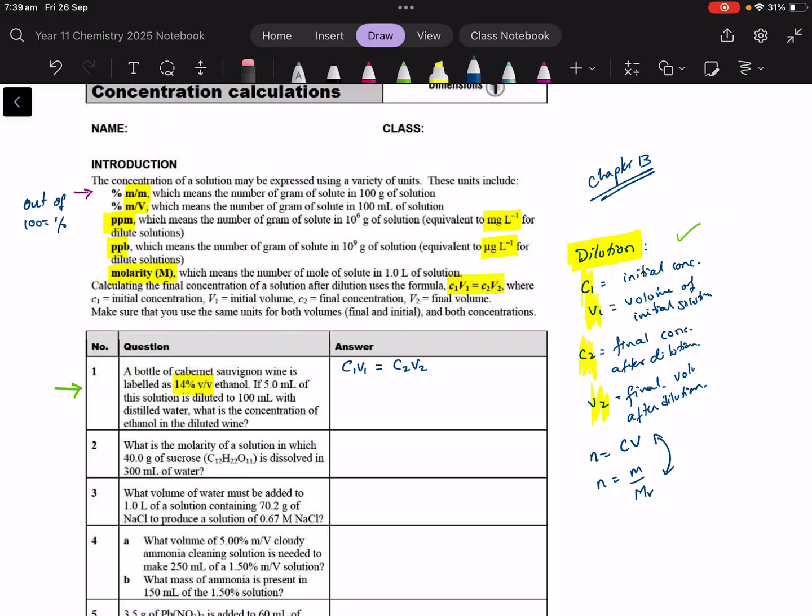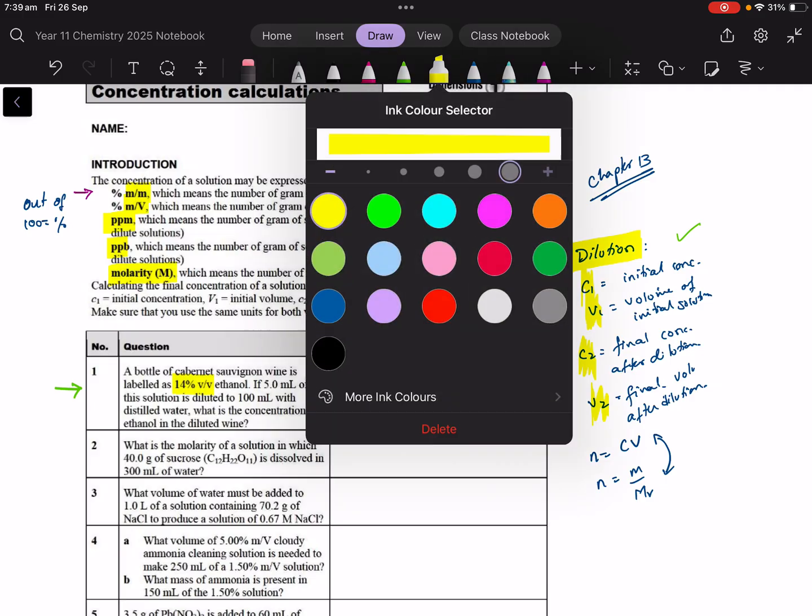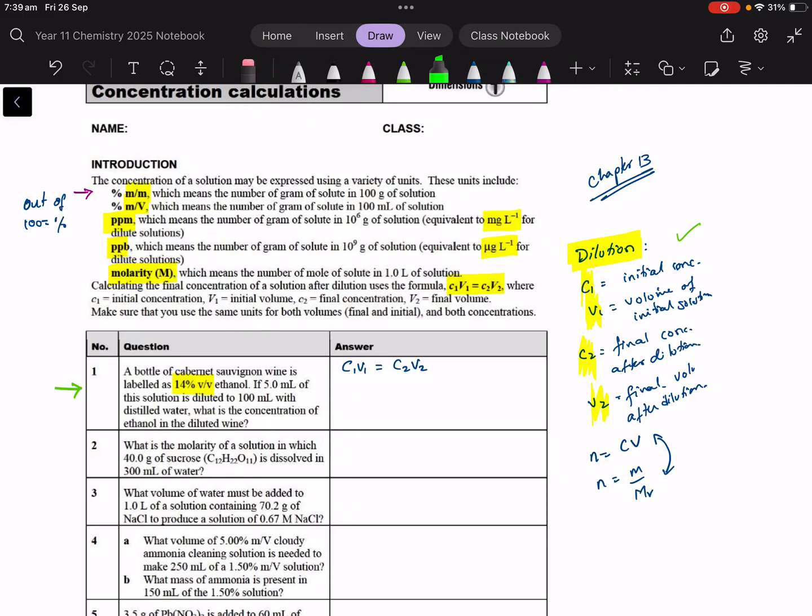So here I'm going to use these numbers here. So I'm going to highlight those numbers, which is 5 ml of the original solution, which is at 14% volume over volume, and I'm going to dilute it to 100 milliliters. So I want to find out the concentration of the final solution.